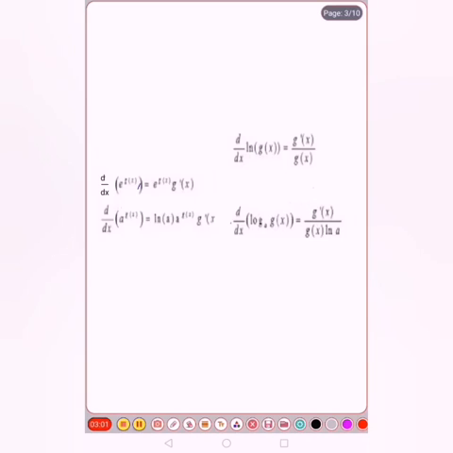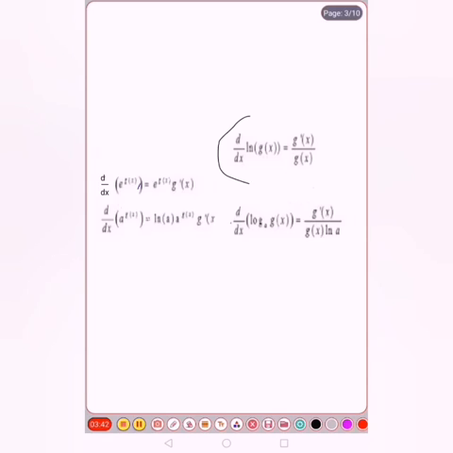Now we will discuss some more interesting ones, with functions, that is differentiation of e^g(x). e^g(x), where g(x) is a function. So differentiation of e^g(x) is equal to e^g(x) multiplied by the derivative of the function g(x). This is the derivative of the function g(x), and this is e^g(x). In the same way, differentiation of a^g(x) is equal to log a multiplied by a^g(x) multiplied by the differentiation of function g(x).